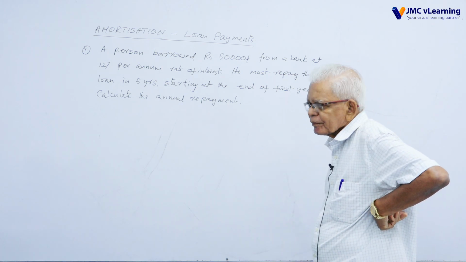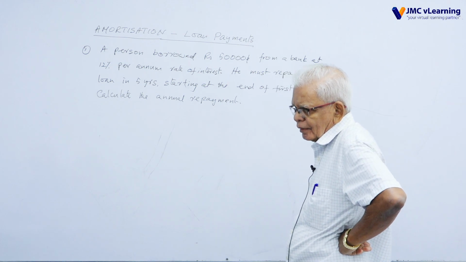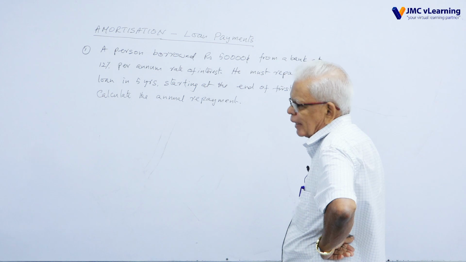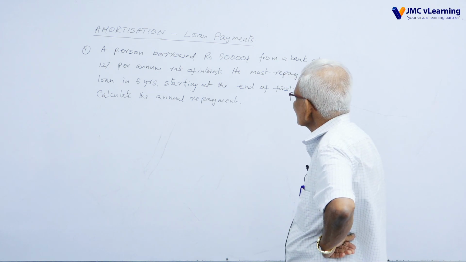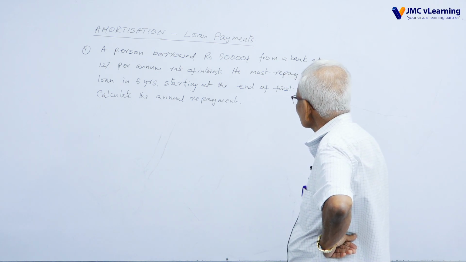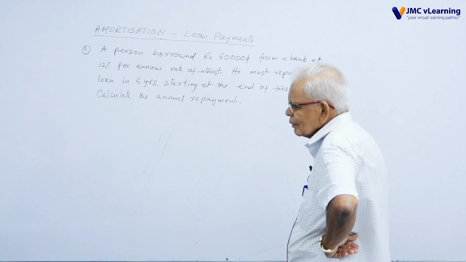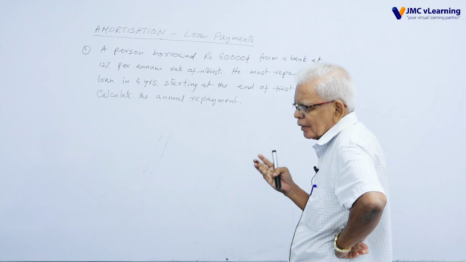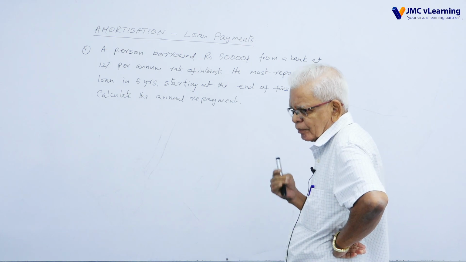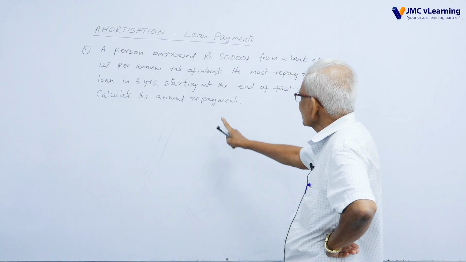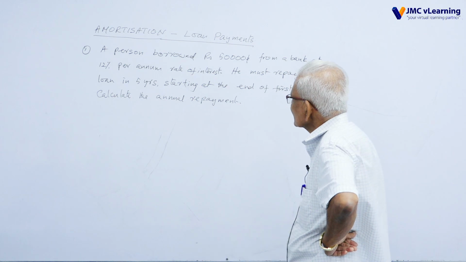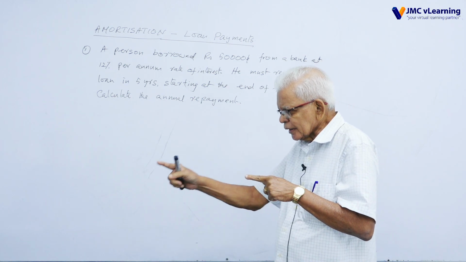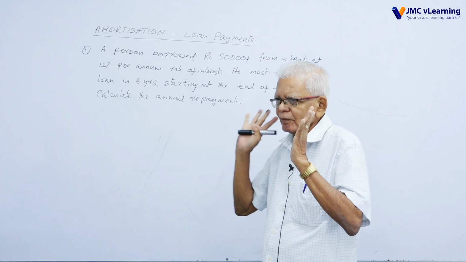Somebody has borrowed 50,000 from a bank. The bank charges 12% per annum interest. He will have to pay this loan in installments at the end of every year. People actually pay at the end of every month, but we'll go with every year, in 5 years, starting from the first year: at the end of first year, second year, third year, fourth year, fifth year, that's all.